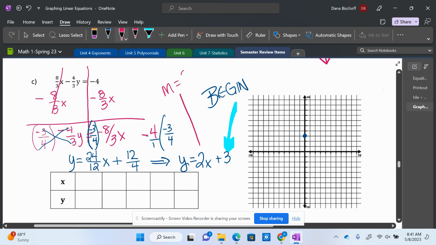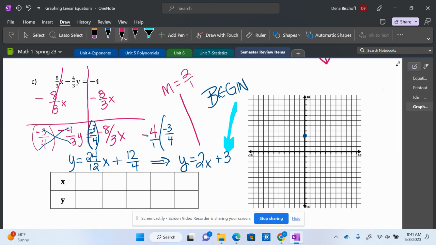M equals 2. If I write it as a fraction, it's 2 over 1. That means I go up 1, 2 over 1. If I can't go up 2 anymore, what else can I do? Go down and to the left. Down 1, 2 to the left 1.